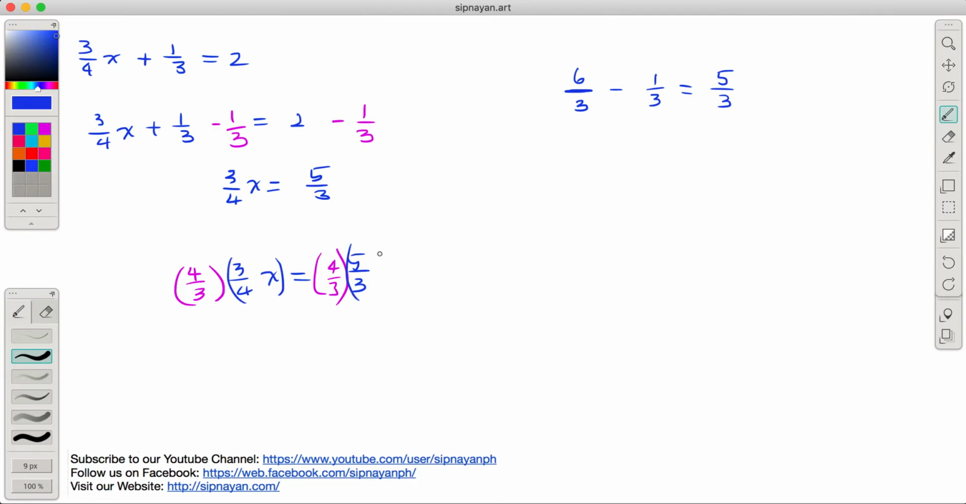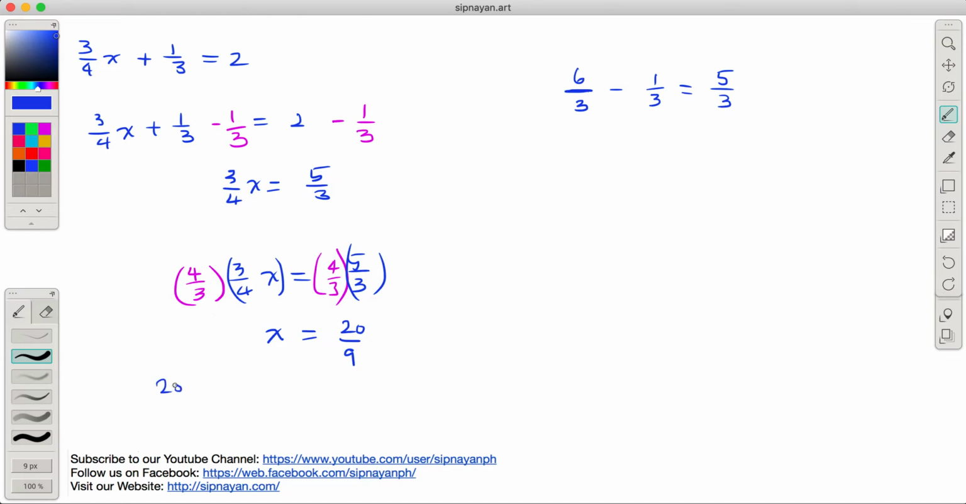Ano mangyari? So, this is equal to 1. A number multiplied by its reciprocal is equal to 1. And 1 times x is just x. Therefore, x is equal to, we multiply these fractions. 4 times 5 is 20. And 3 times 3 is 9. So, it's 20 over 9, or kung gusto nyo, pwede yung gawing mixed number na 2 and 2 9s yan.